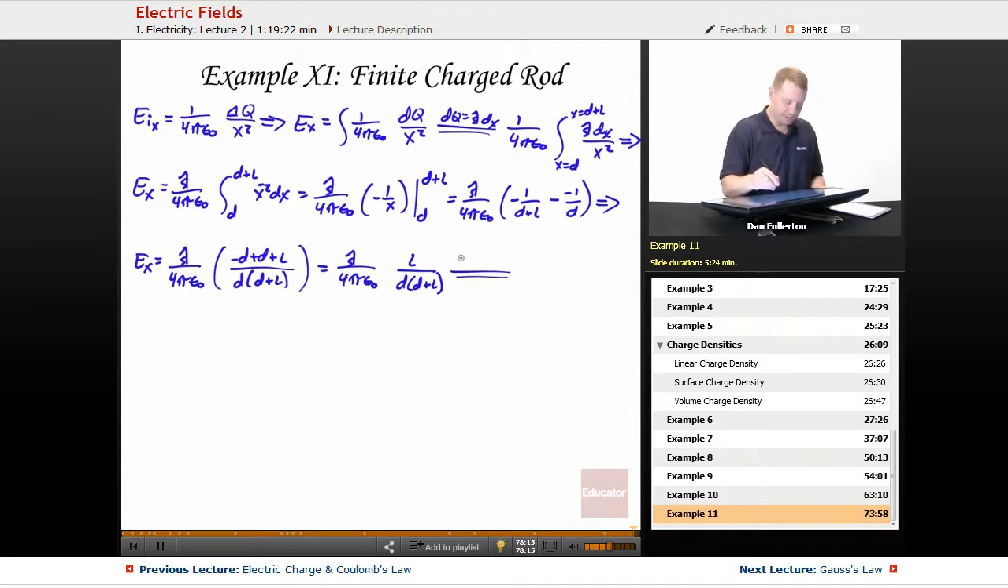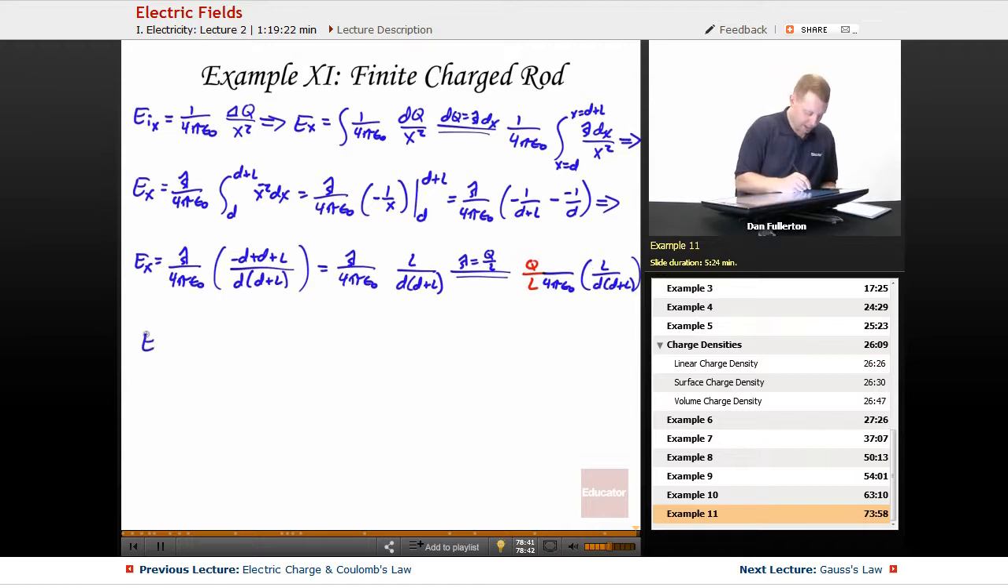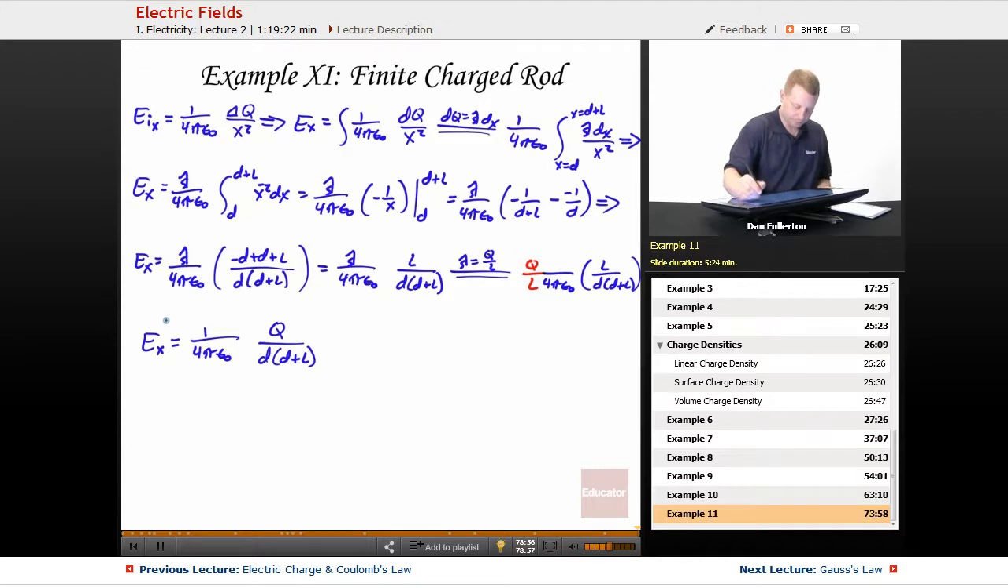But we have also said, again, that lambda equals q over L. So when we replace lambda with q over L, we've still got our 4 pi epsilon naught down here times L over d times d plus L. L in the bottom, L in the top, make a ratio of 1. Electric field in the x direction is 1 over 4 pi epsilon naught times, we still have a q over d times d plus L.